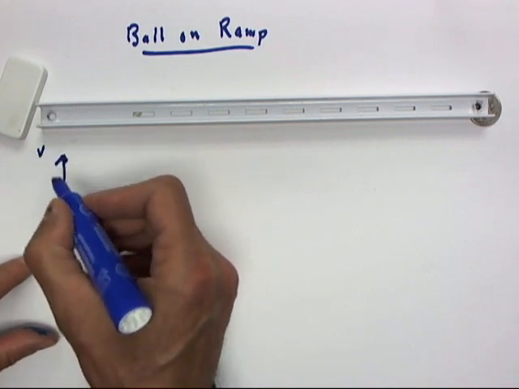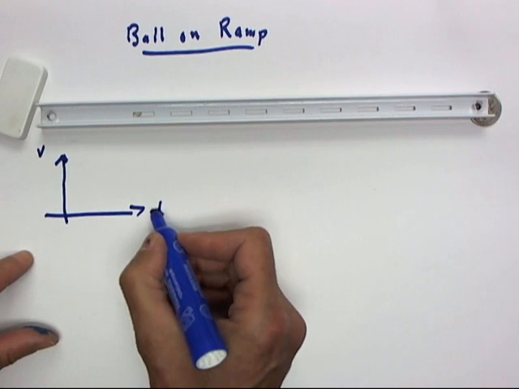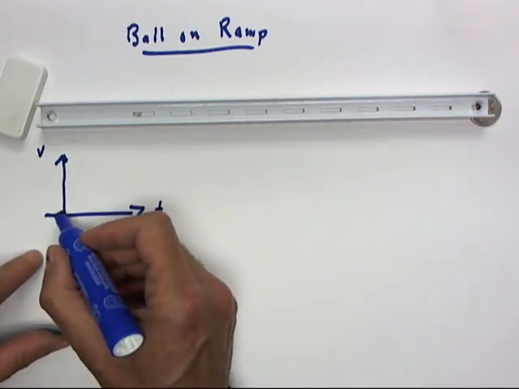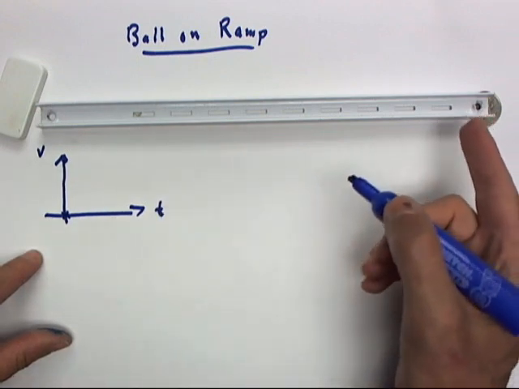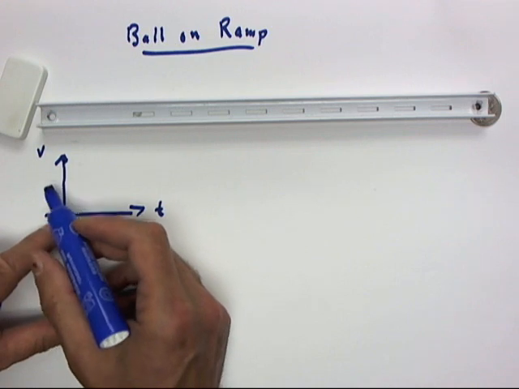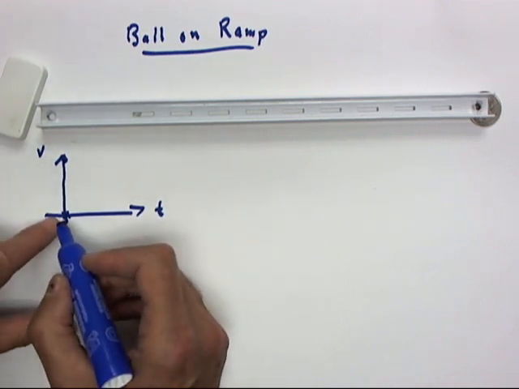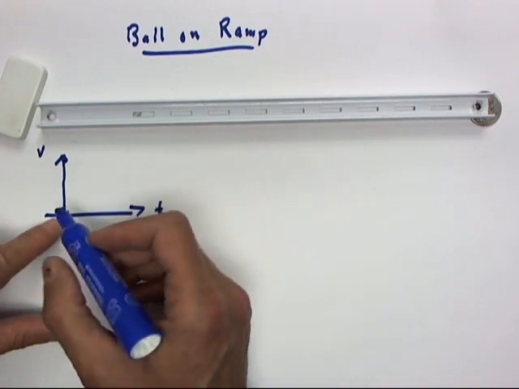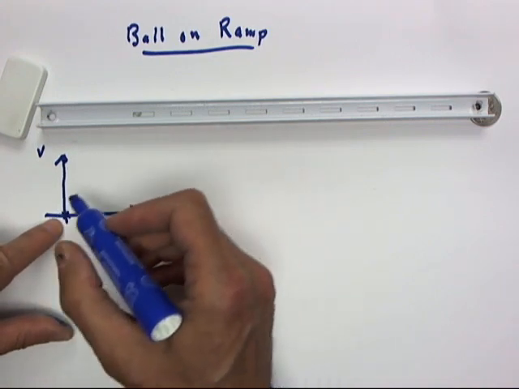graph the ball's velocity versus time, the ball starts with 0 velocity, and let's assume that we start our clock at the instant of release. Then the origin is going to correspond to the fact that the velocity is 0 when the clock time is 0. And the velocity is going to increase.